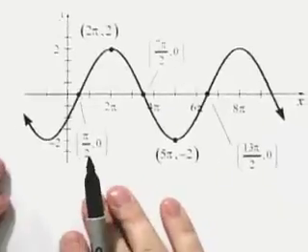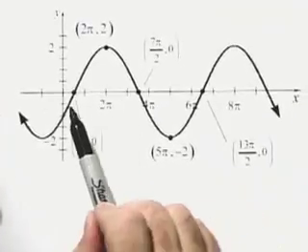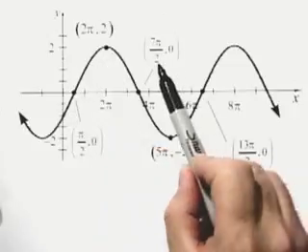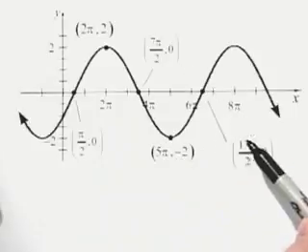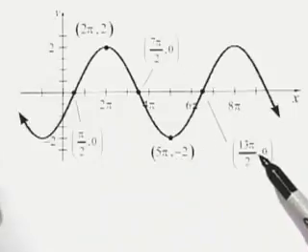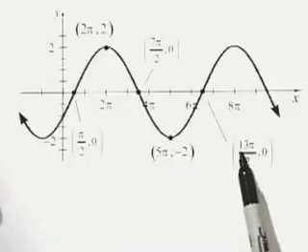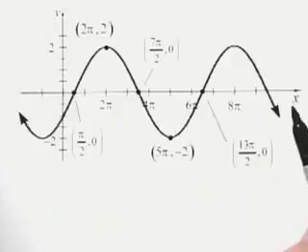If we do that, the graph of our sine function will look something like this. Notice we have our 5 key points, pi over 2, 0, 2 pi, 2, 7 pi over 2, 0, 5 pi, -2, and lastly 13 pi over 2, 0. So we have one period between pi over 2 and 13 pi over 2, and we have extended our graph in both directions to show that it continues on in the positive and negative x direction.